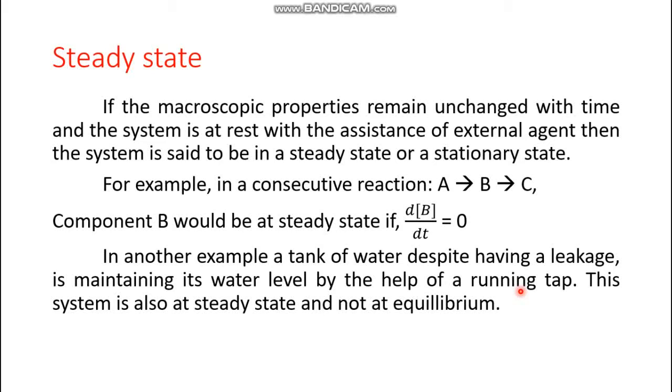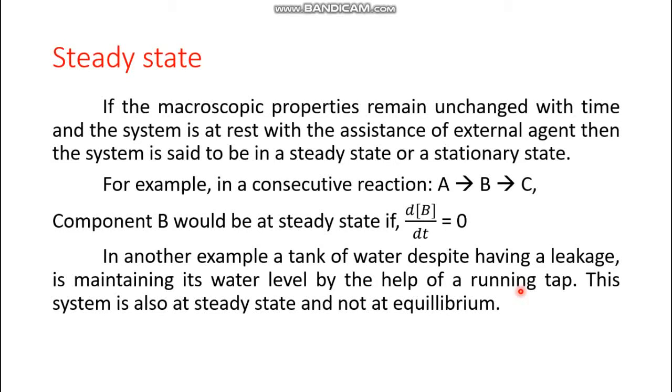Two types of properties are there: macroscopic property as well as microscopic property. So microscopic properties are always changing, both in steady state and equilibrium state. But if the macroscopic property does not change, then it is equilibrium, and if it changes, then it is steady state. But another condition for being at steady state is that the system should seem as if it is at rest, and you are taking the help of some external agency.